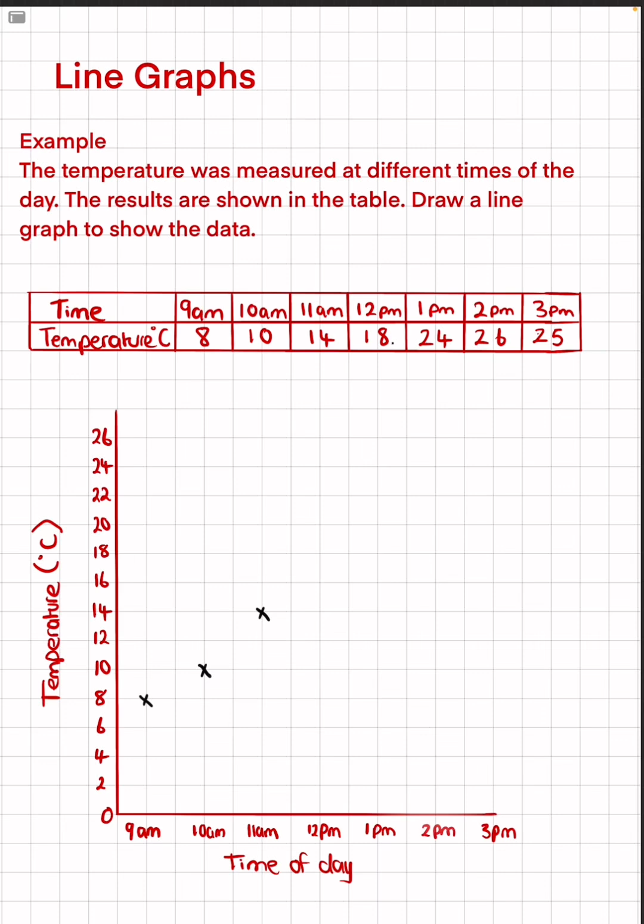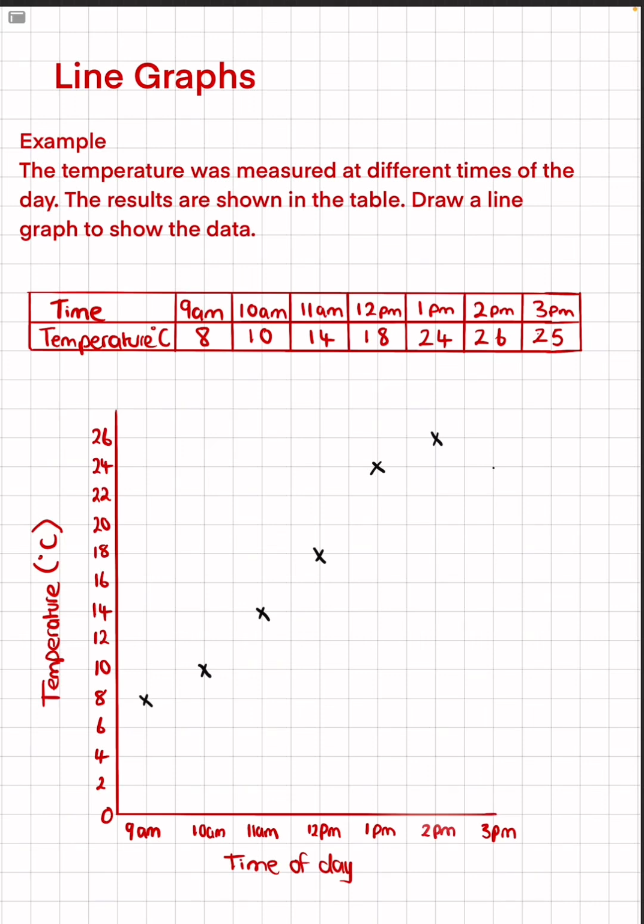12 p.m., the temperature was 18 degrees. 1 p.m., it was 24 degrees. At 2 p.m., it was 26 degrees. And at 3 p.m., it was 25 degrees.